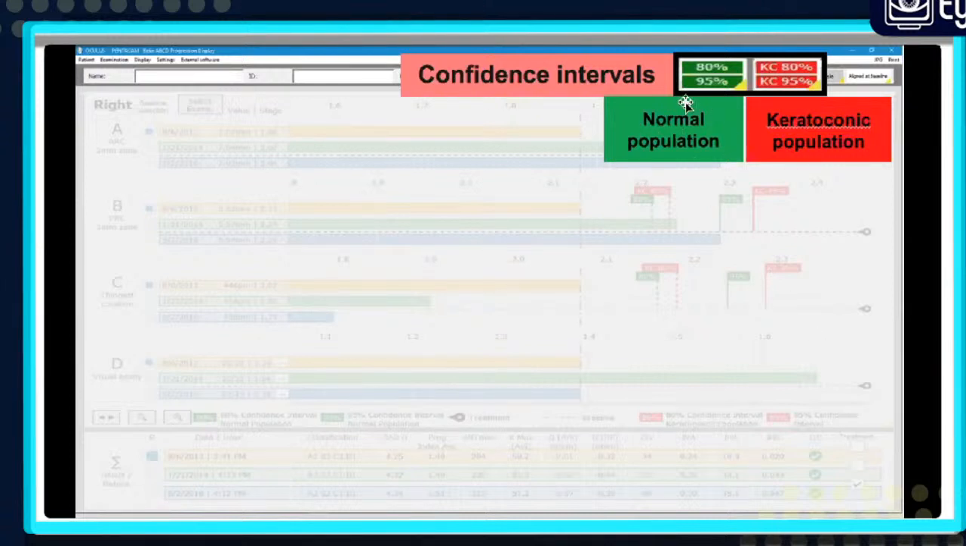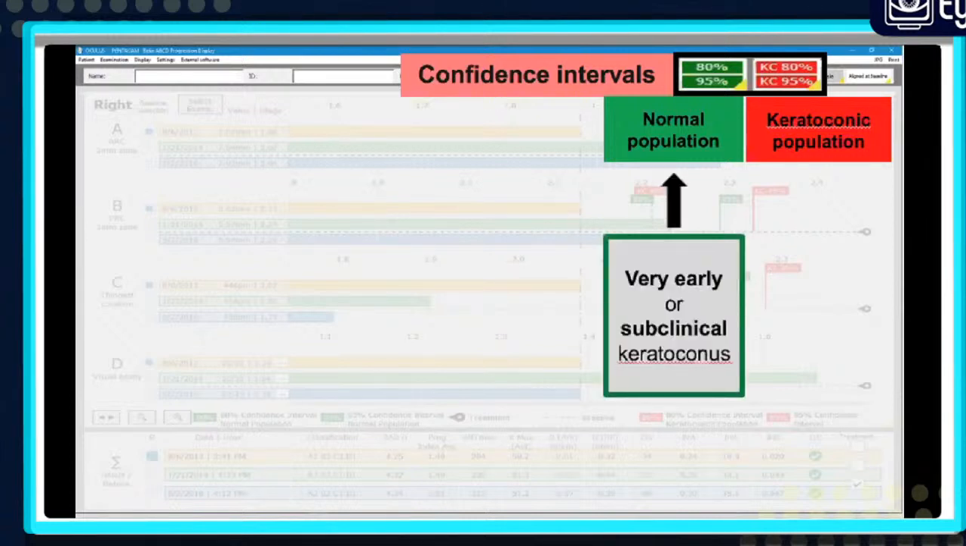So the green represents your normal population confidence intervals, and the red will represent your keratoconic population confidence intervals. And it's important to measure both normal and keratoconic populations. This is because values in very early or subclinical keratoconus, like in stages 0 or 1, are more closely related to values seen in the normal population. So it would be better to compare this group to normals instead of comparing it to the keratoconic population, which have much higher values.